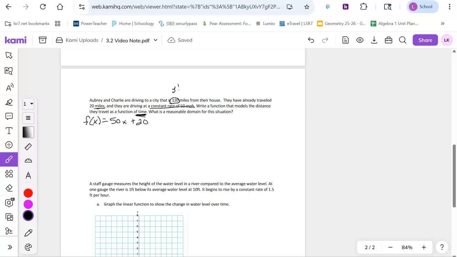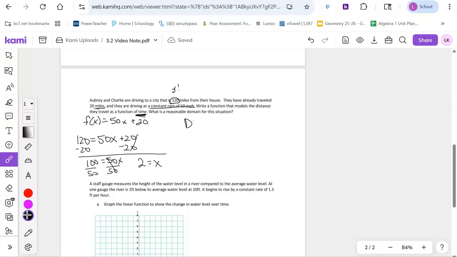My x's is time. So I'm not given the time it takes, but I'm given how many total miles, which would be y. So I'm going to put in 120 equals 50x plus 20 and solve for x. So subtract 20 from both sides. I have 100 equals 50x. Divide by 50. 2 is going to equal x. So x is going to equal 2 hours.